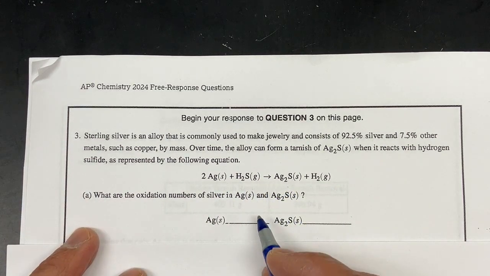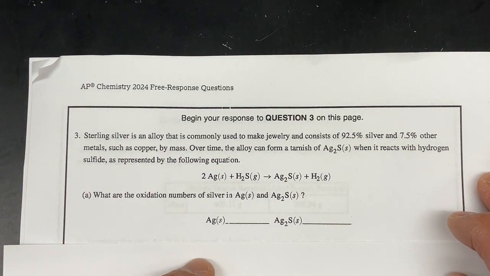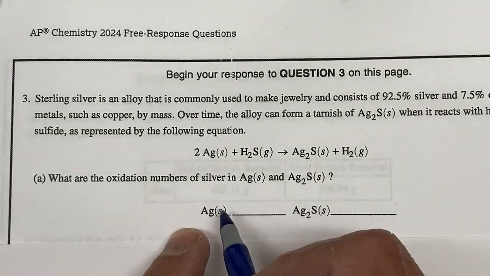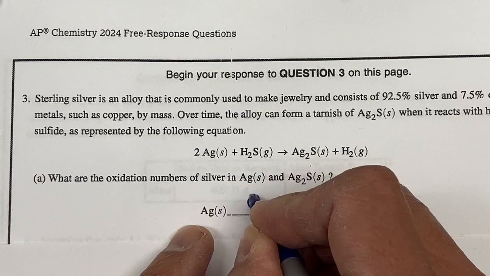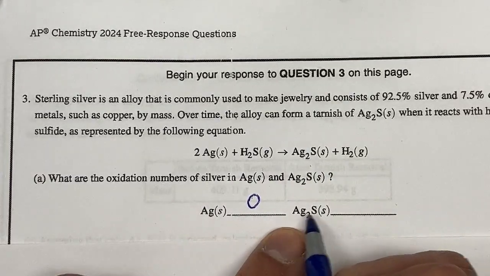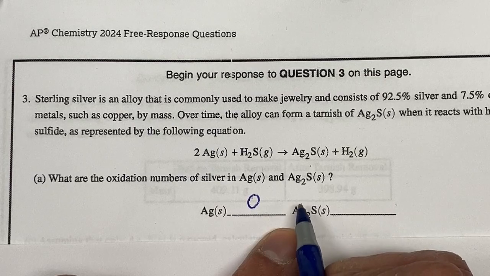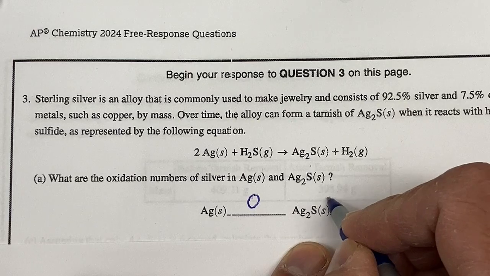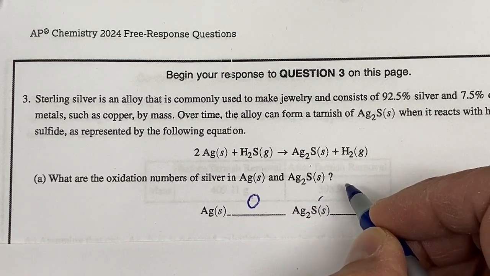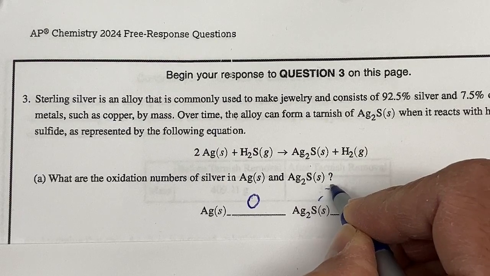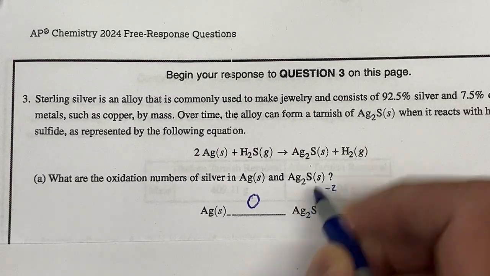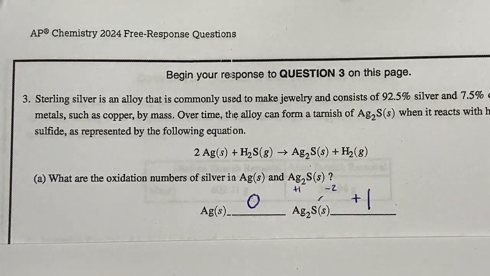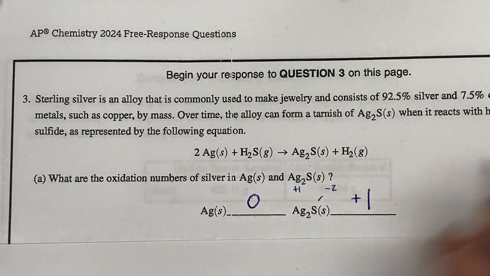First question, oxidation numbers. So this one, you just got to know some of the rules for oxidation numbers, but if it's by itself, the oxidation number is 0. If it's an ion, the oxidation number is just the charge. So sulfide you can get from the periodic table, because it's in the 6th column. It is -2. So Ag is going to be +1 to balance that out. So Ag has a +1 oxidation number. So this is probably 1 point.